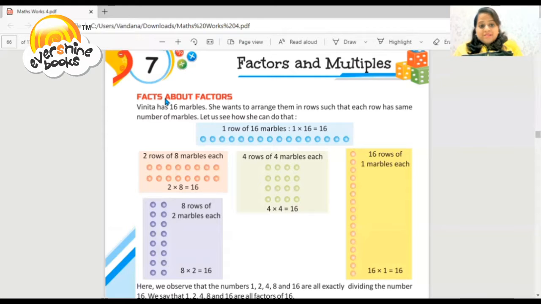Facts about factors. Vinita has 16 marbles. She wants to arrange them in rows such that each row has the same number of marbles. Let us see how she can do that. One row of 16 marbles means 1 multiplied by 16. So your answer is 16 marbles.